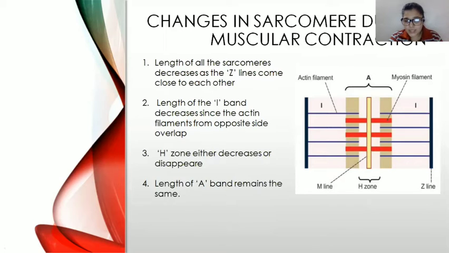The H zone either decreases or is not seen at all, because when these filaments are overlapping each other, the H zone is going to disappear ultimately. And the length of the A bands remains the same, which are these bands. From this area to this area, these are the A band, and the length remains the same for them.